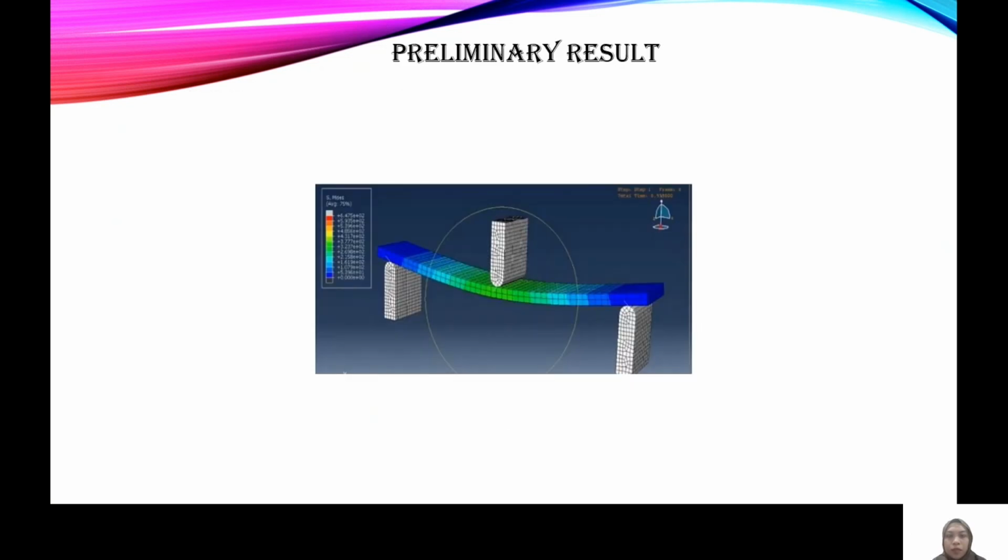This is the preliminary result. The 3-point bending analysis is produced using the Abaqus software.